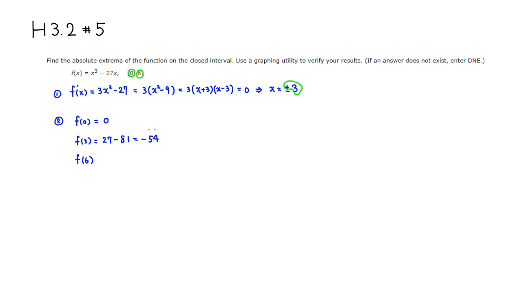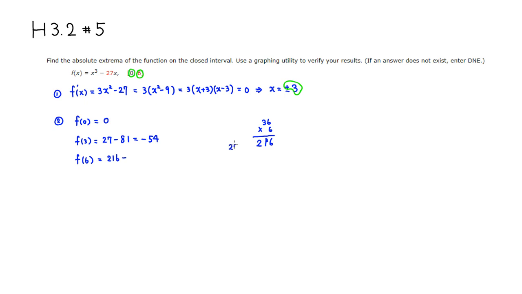All right, the next one. Oh, I'm going to hate this one. What's 6 cubed? I don't remember. 6 squared is 36, and I'm going to multiply by 6. 6 times 6 is 36, and 3 times 6 is 18, so it's going to be 216. So 216 minus 27 times 6.